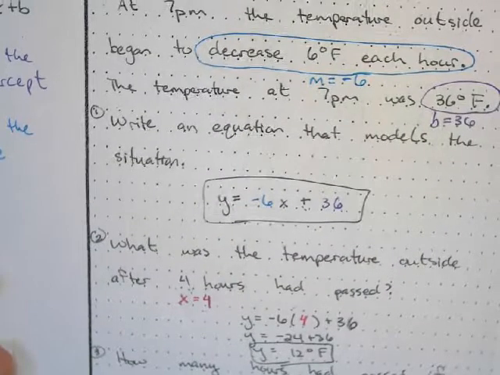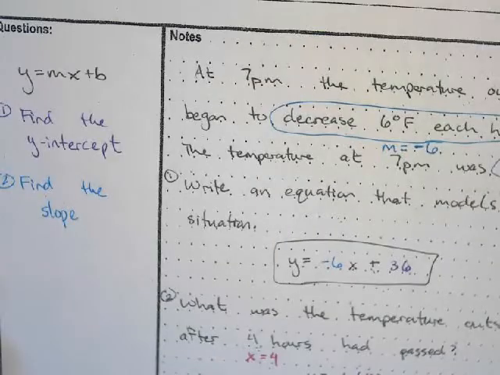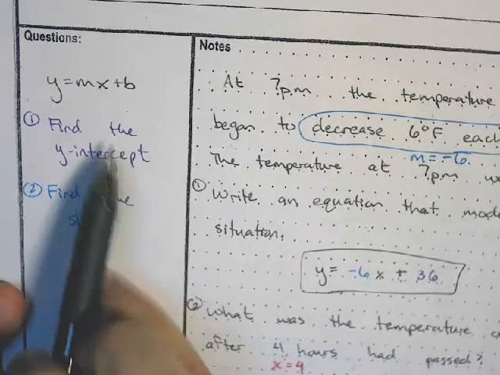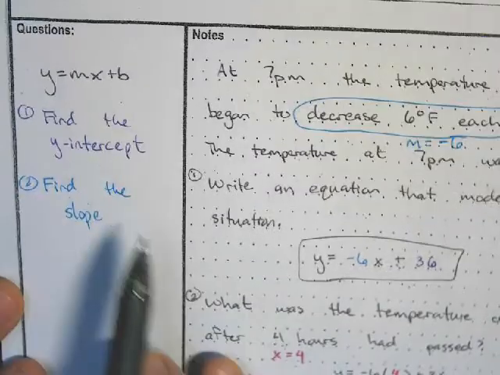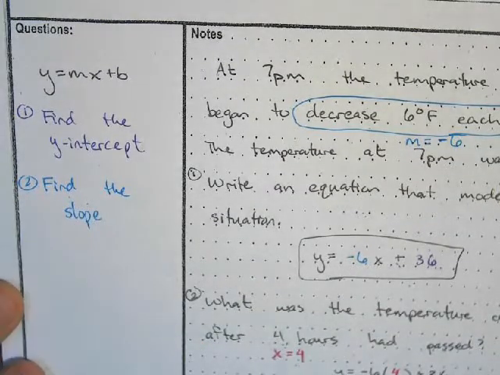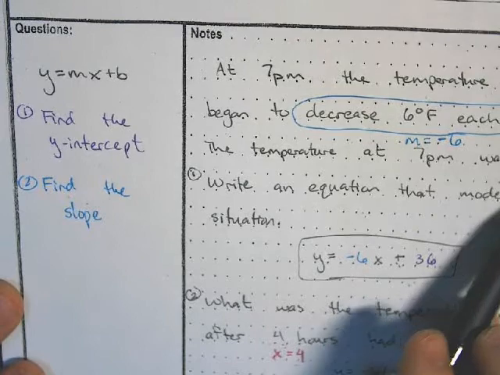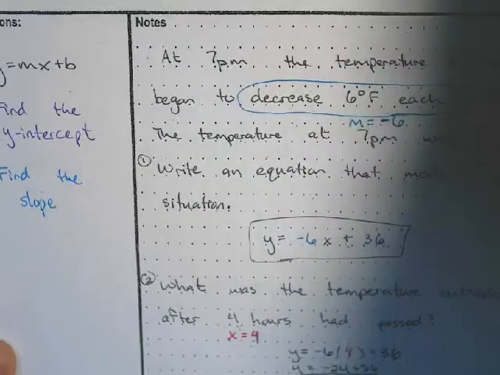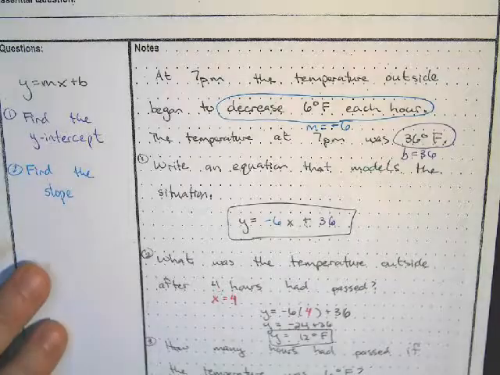So that's how we are going to be able to write our equations. The main thing is identifying the beginning, the y-intercept, and identifying the change, the slope. Then once you identify, we just plug into our general form and we're ready to go.